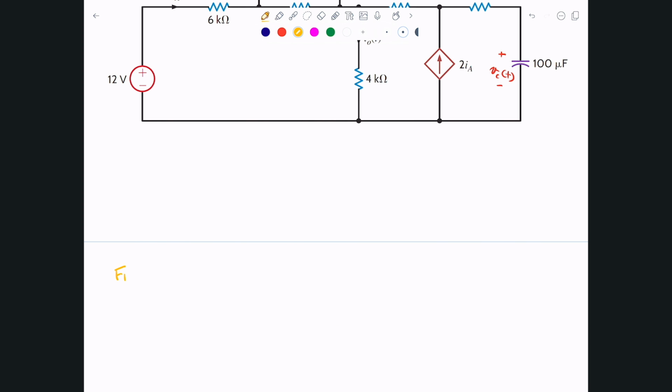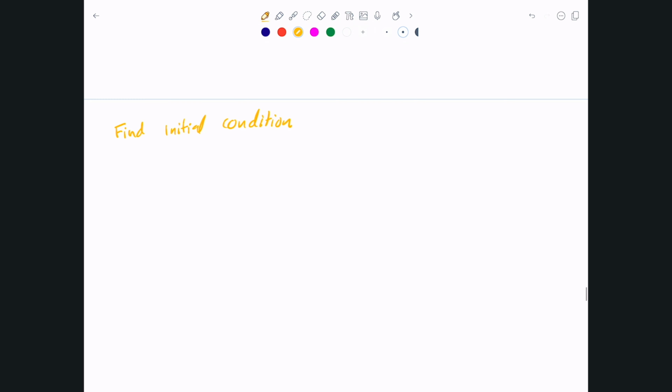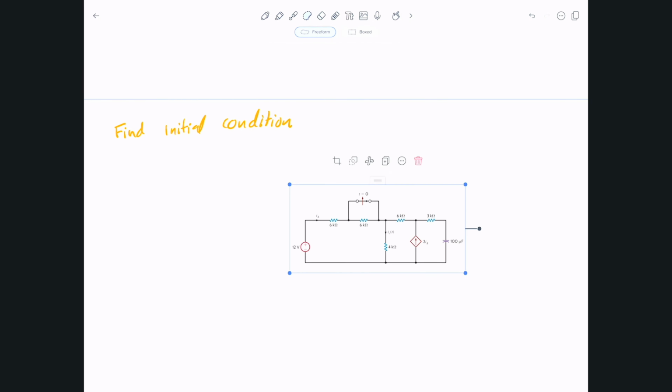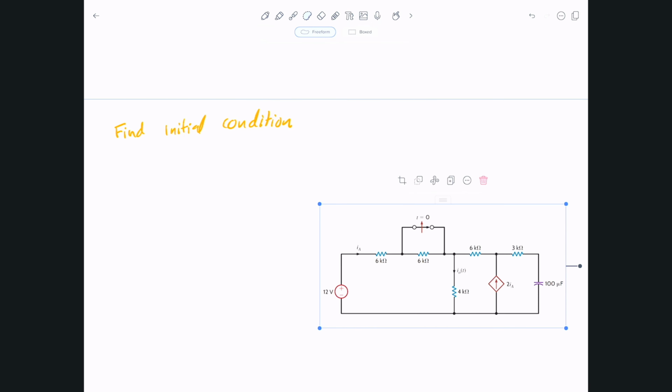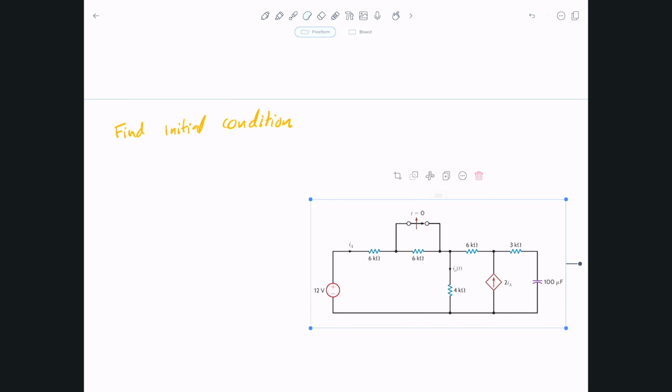So let's find the initial condition. Let me just redraw that circuit. For the initial condition, we usually utilize the circuit right before switching. So what happens right before switching? Well, the 6 kilo ohm is not part of the circuit. We just eliminate it because it's shorted out. And similarly, you'll see that this particular capacitor in here is an open circuit, because this is how we deal with those.